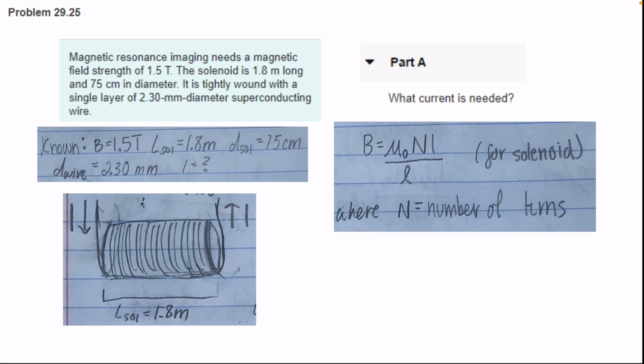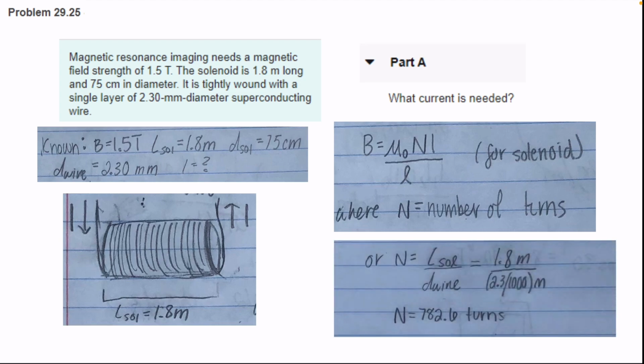Looking at what the problem tells us and the picture, we can treat this mostly like an ideal solenoid situation. So we see that the only unknown we have right now in our equation is N. We don't know the number of turns, but because they gave us the diameter of the wire and the length, we can solve for that. N is just going to be the length of the solenoid divided by the diameter of the wire.